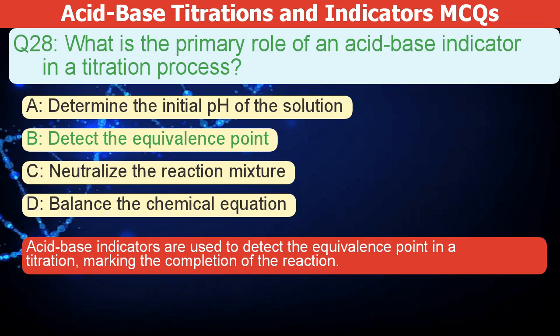The correct answer is B. Acid-base indicators are used to detect the equivalence point in a titration, marking the completion of the reaction.